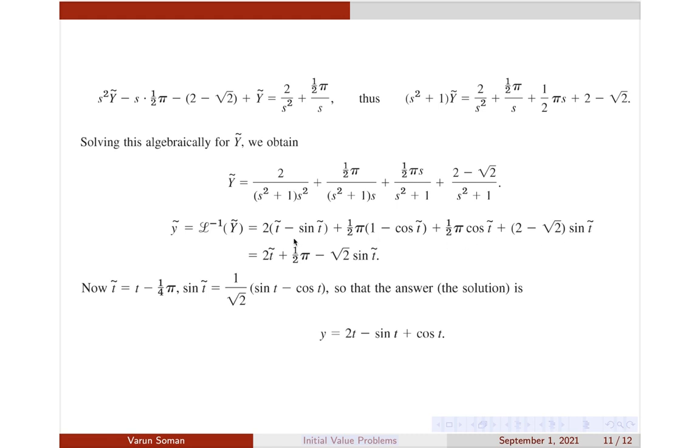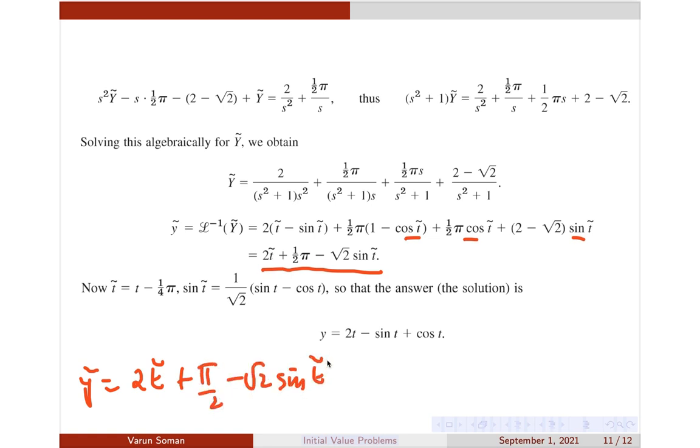And many of these terms would get cancelled out. Minus 2 sin t tilde is there, here plus 2 sin t tilde is there, they will get cancelled out. Again, minus pi by 2 cos t tilde and plus pi by 2 cos t tilde will get cancelled out. So we will be getting this quantity. So we will be getting your y tilde as just 2 t tilde plus pi by 2 minus root 2 into sin t tilde.